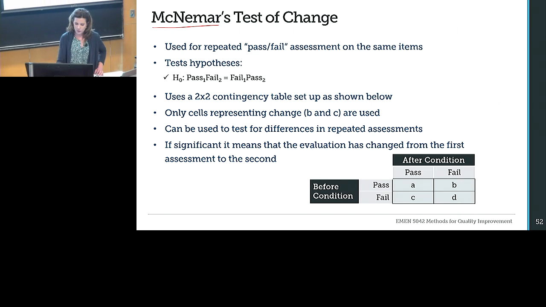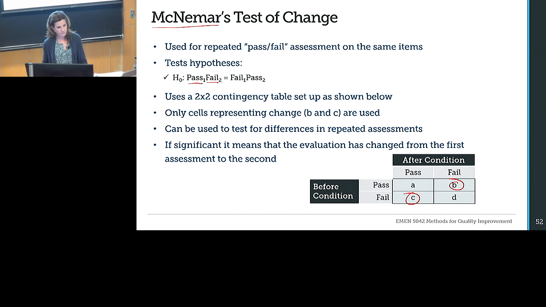All right, so we're using this for repeated pass-fail assessment on the same items, and so we're testing the hypothesis that the items they passed the first time and failed the second are equivalent to the fail-pass ones, right? So we're looking at these before and after conditions. And we use this 2x2 contingency table. And so we only use B and C cells. You don't have to put anything in A and D. And we use this for testing for differences in repeated assessments.